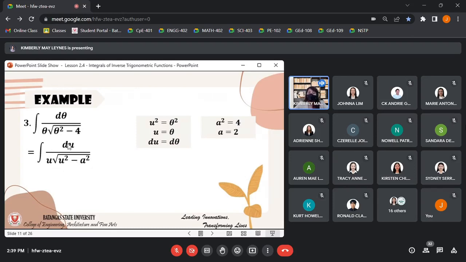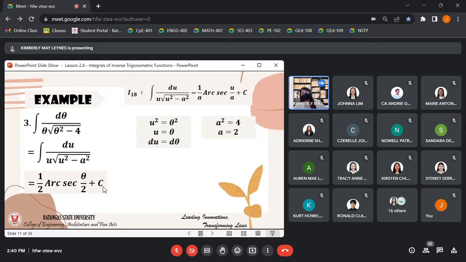Okay? Apply naman dito si formula number 18. Magiging siyang 1 over a arc secant of u over a plus c. Kung saan ang a natin ay 2, kaya naging 1 over 2 arc secant. Yung u natin ay theta over a natin ay 2 plus c. So 1 half arc secant of theta over 2 plus c.